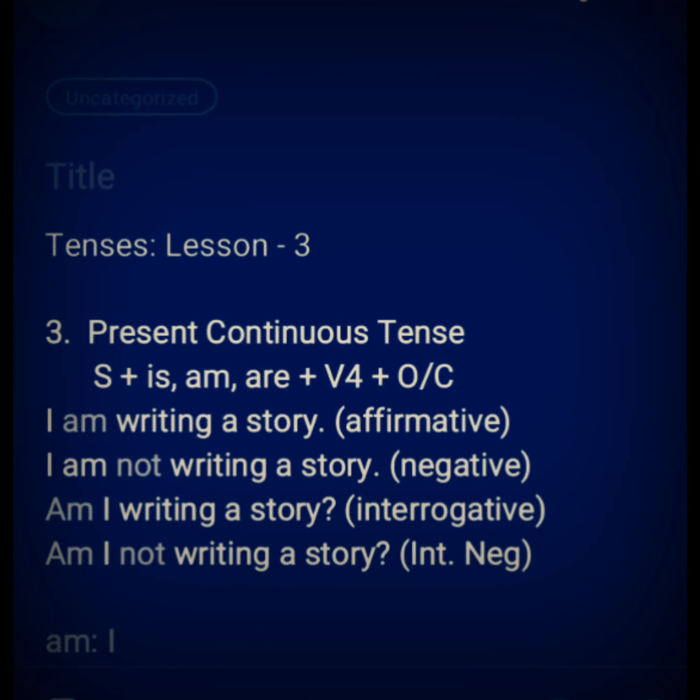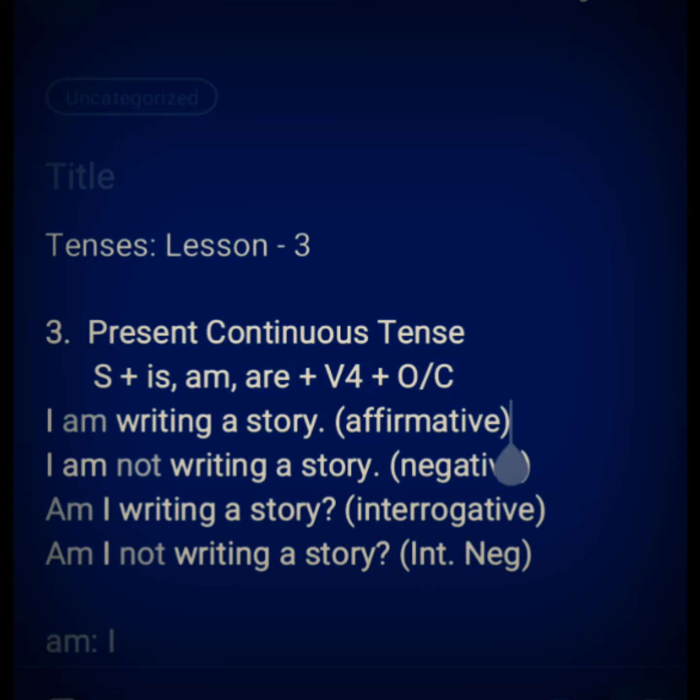At number 3, there is present continuous tense. The formula of this tense is subject plus is, am, are as helping verbs, plus V4, the fourth form of the verb, plus object or complement. The sentence is, I am writing a story.